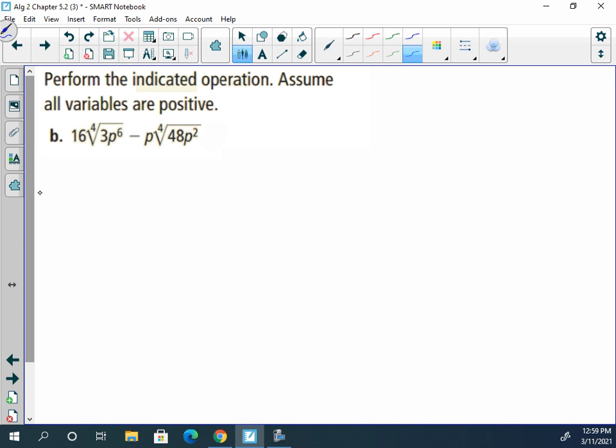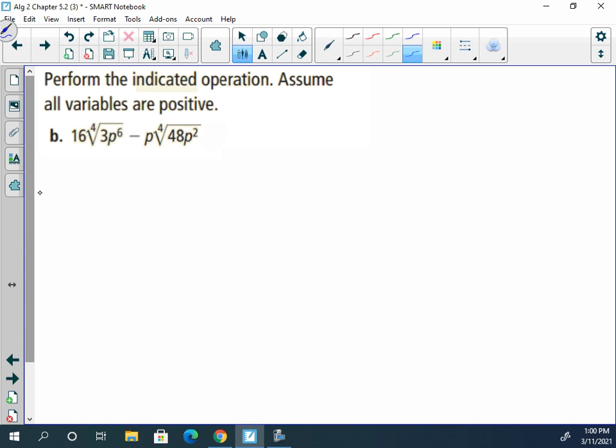Let's look at this one here. Now this one here, the radicals are not the same. The radicals are not the same because we've got the fourth root of 3p to the 6, and we have the fourth root of 48p squared. Now looking at both of these here, in the first one, I know we cannot take the fourth root of 3. It's just not going to work. There's not going to be a whole number times itself 4 times that gives us 3. Also, 3 is prime.